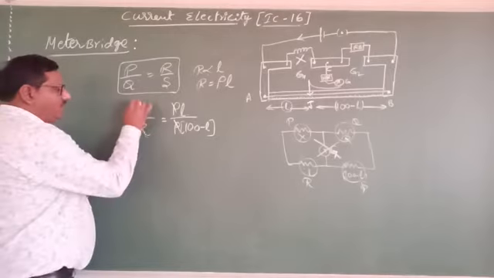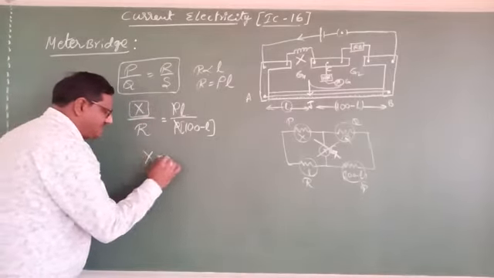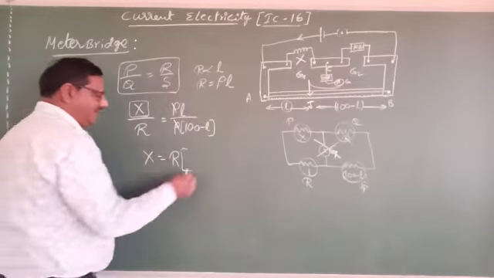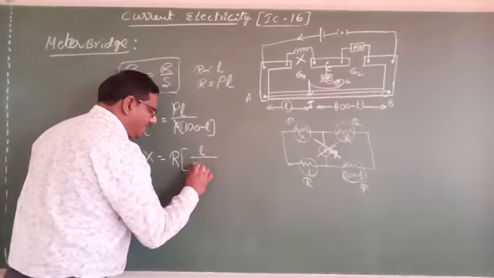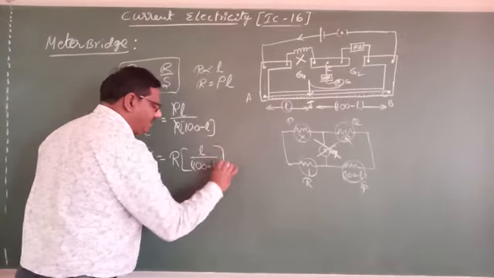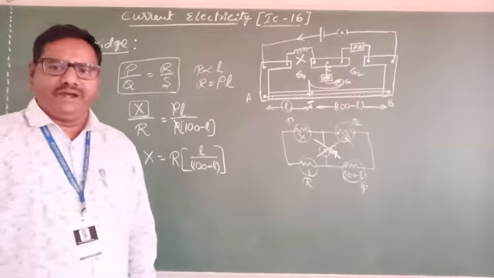Clear? Now we want to measure this unknown resistance. That is X equal to this known resistance, taking that side, so R into L by (100 minus L). This is the unknown resistance found by using the meter bridge.